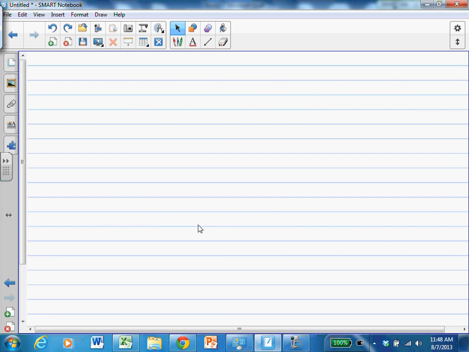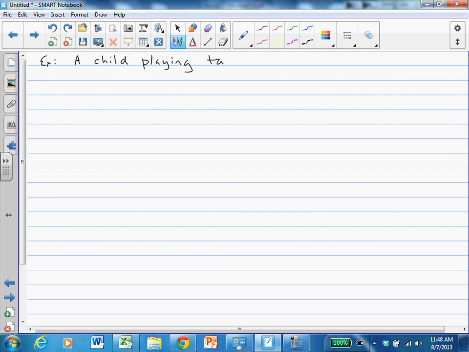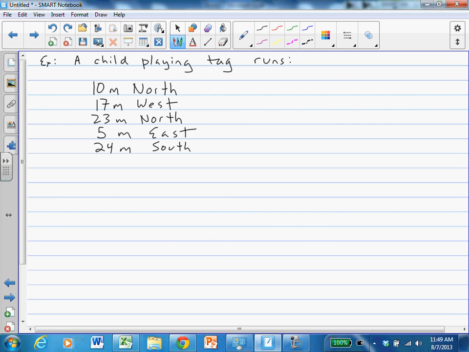All right. So a child playing tag runs 10 meters north, 17 meters west, 23 meters north, 5 meters east, and 24 meters south. What distance did the child cover?